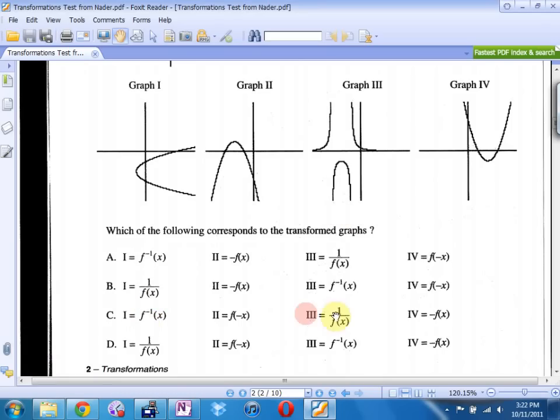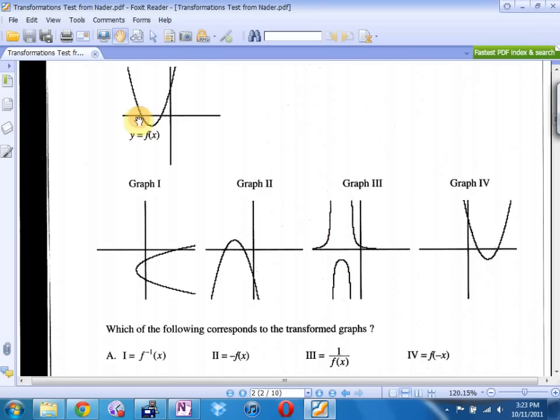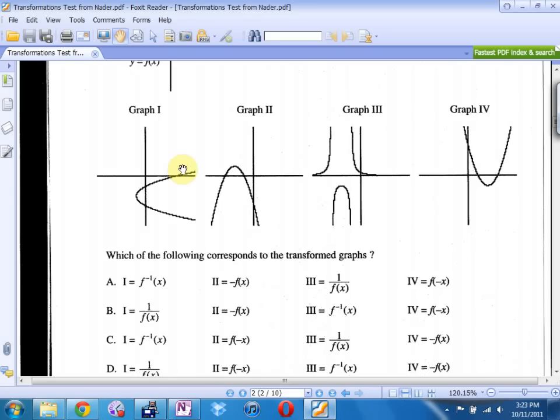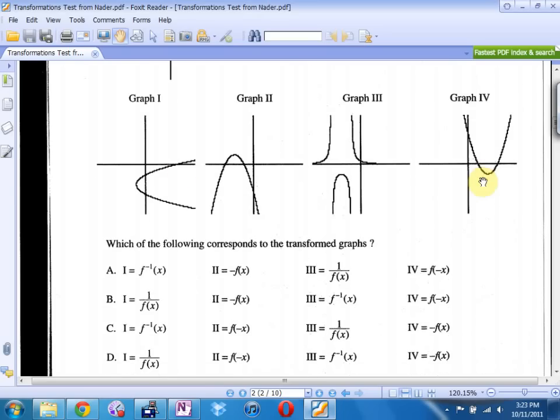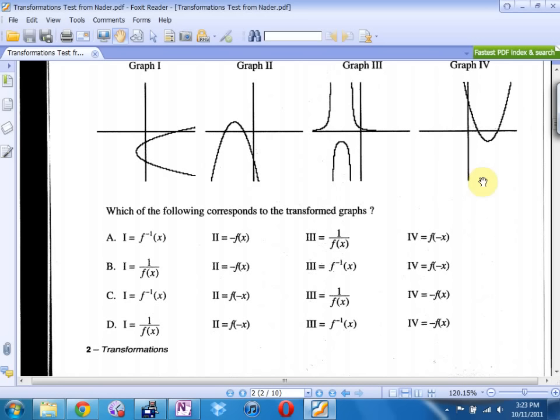Reciprocal. Let's see. Oh yeah, two asymptotes right there. One high standard, negative one high standard. Yeah, I'll give you reciprocal. And D, horizontal reflection. I doubt I'd give you all 4 of these in one.